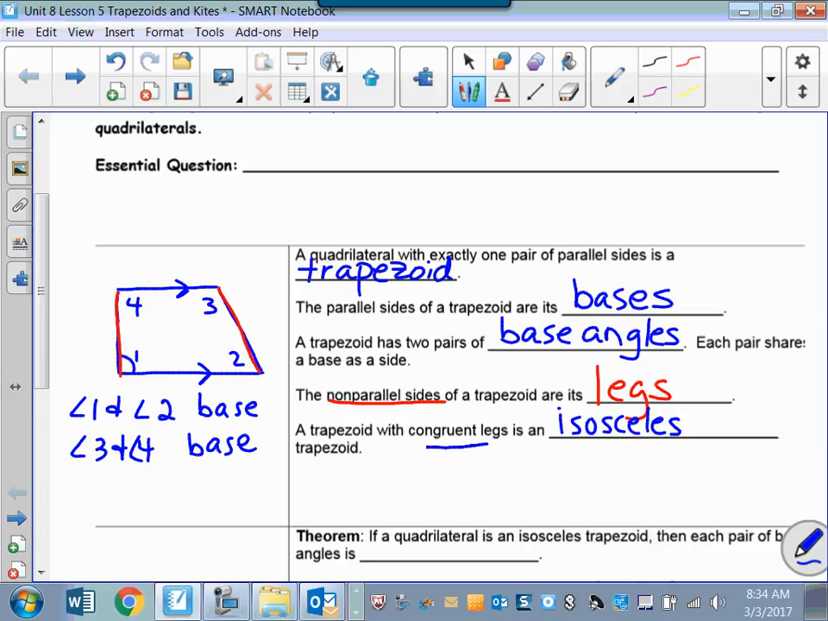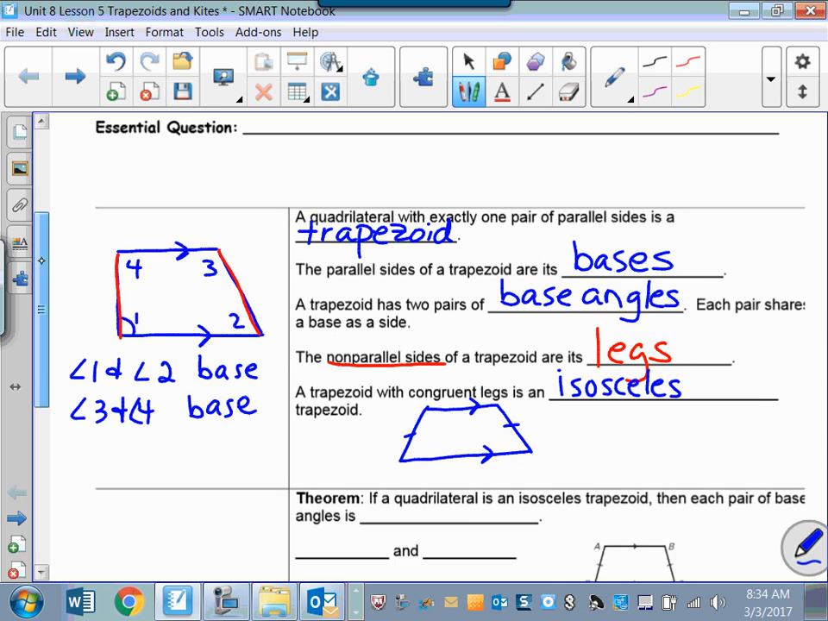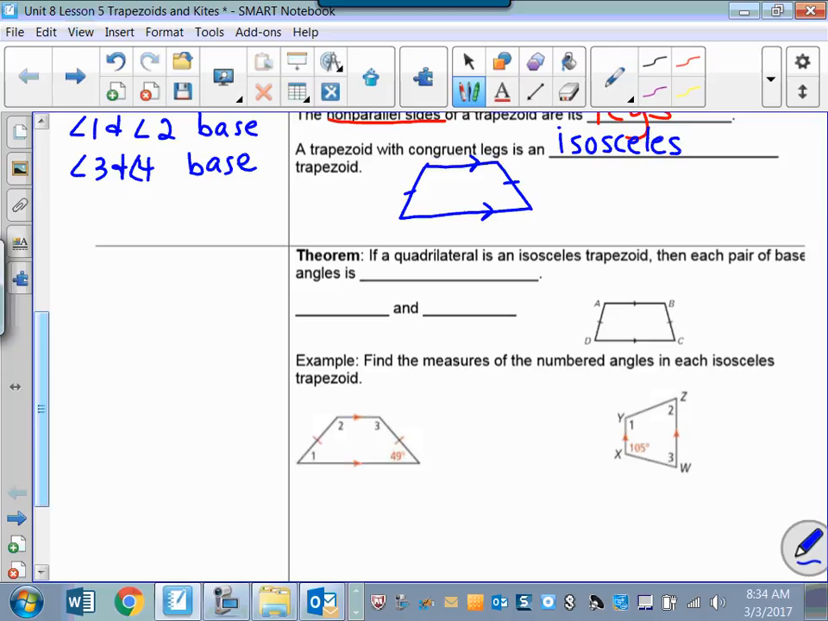And of course it's going to look like this. Of course the bases are still parallel and that leg would be congruent to that leg. Okay, and that leads us to our first theorem related to trapezoids, and that says if a quadrilateral is an isosceles trapezoid, then each pair of base angles is congruent. So in my figure that I have right here, I know that angle A is congruent to angle B, and angle D is congruent to angle C. Both pairs of base angles are congruent.